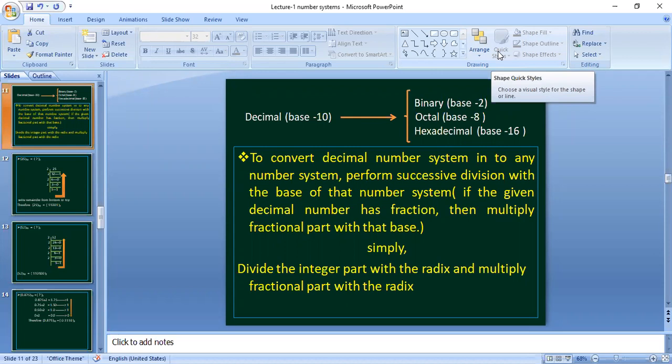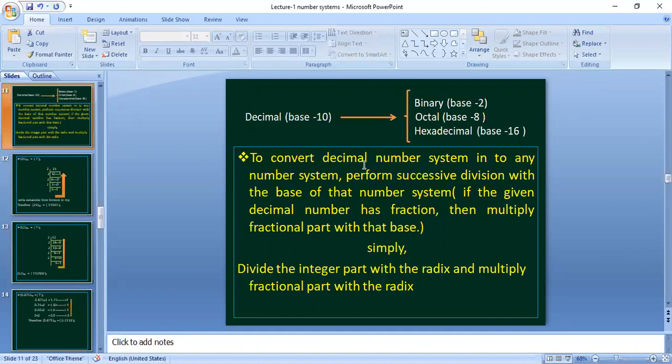Conversions. So, if you want to convert the given decimal number to other number systems, and the given decimal number has an integer part, we need to do successive division by the destination radix. Or if it has a fractional part, we need to do successive multiplication by the destination radix.